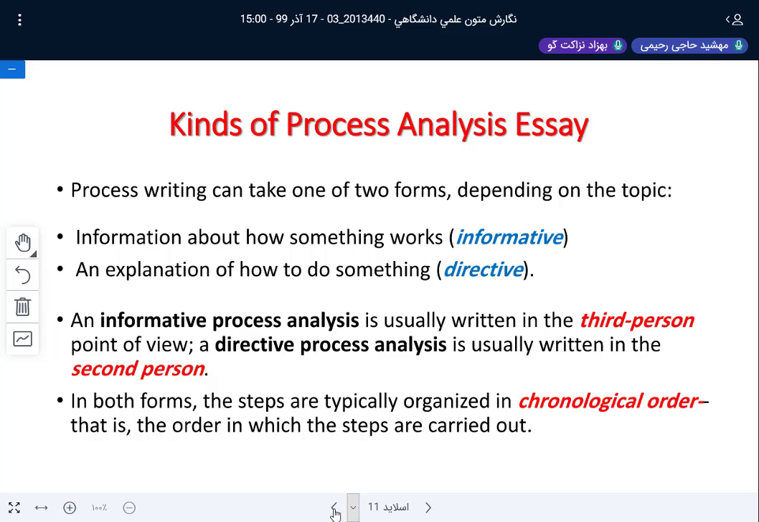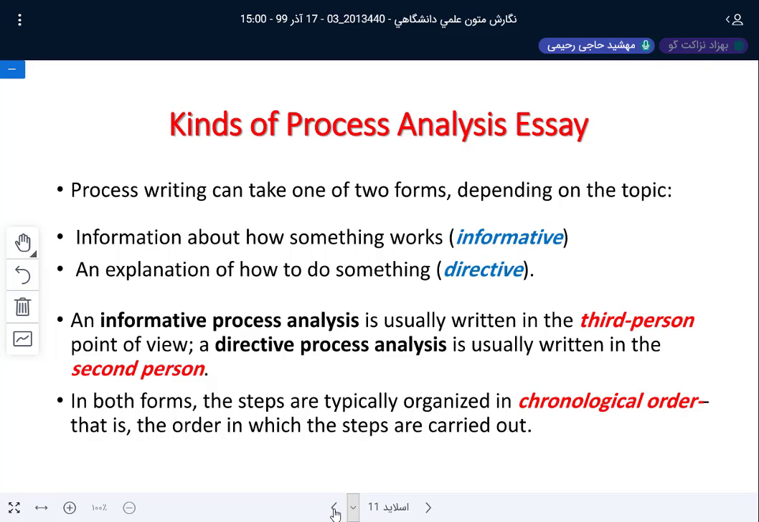This is a very important point. So when you are reading the prompt, you should recognize whether it is an informative process analysis or a directive process analysis. If it is an informative process analysis, the point of view is third person. Otherwise, if it is a directive process analysis, we try to write in the second person. So this is very important. Go on, please.